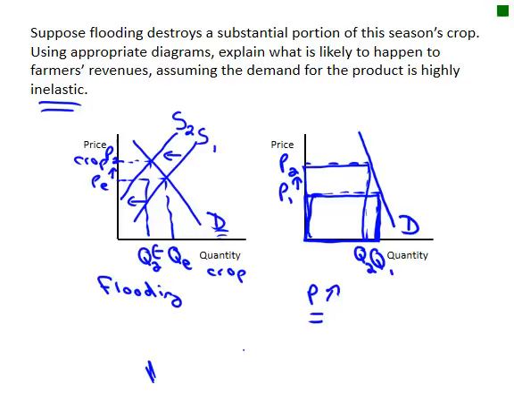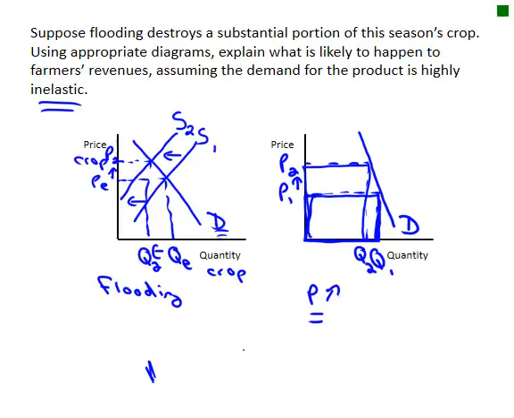All right, so if flooding's destroyed the crop, well, we know that the supply curve is going to shift to the left. And we will have S2. And what happened to price? Price went up and quantity went down. So what we want to appreciate is the fact that price has increased, and we want to focus on the demand curve.